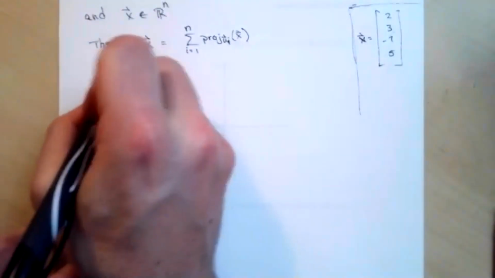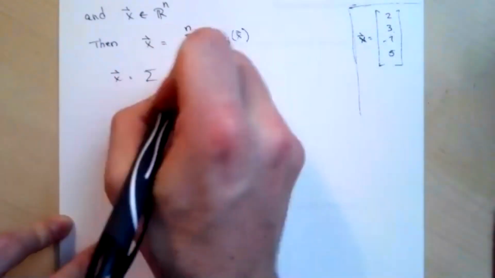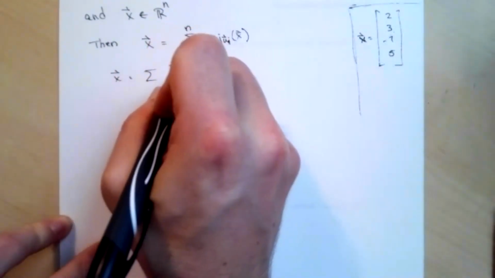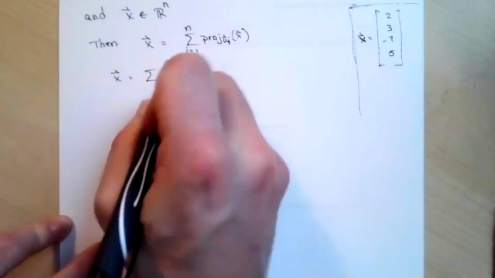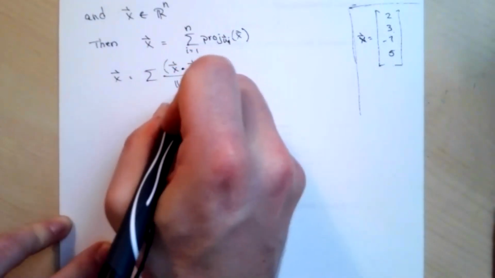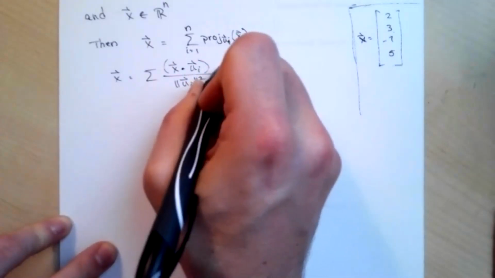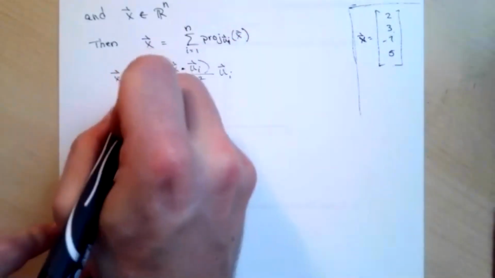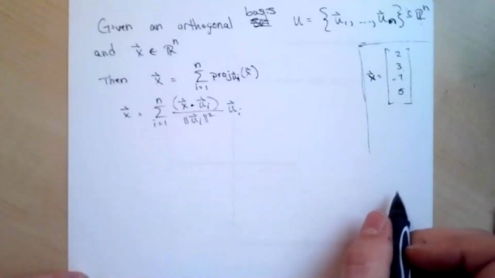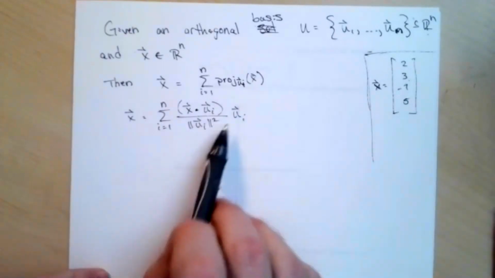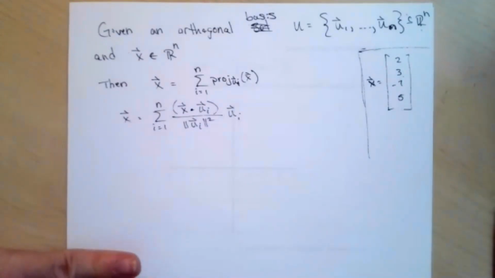And then we do that for each vector. In other words, if we wanted to write out our formula, how do we project? We would take the dot product of x with whichever basis vector. We want to make sure it's normalized. And then, of course, we want it in the direction of that basis vector. So this gives a linear combination of x in terms of the basis U.